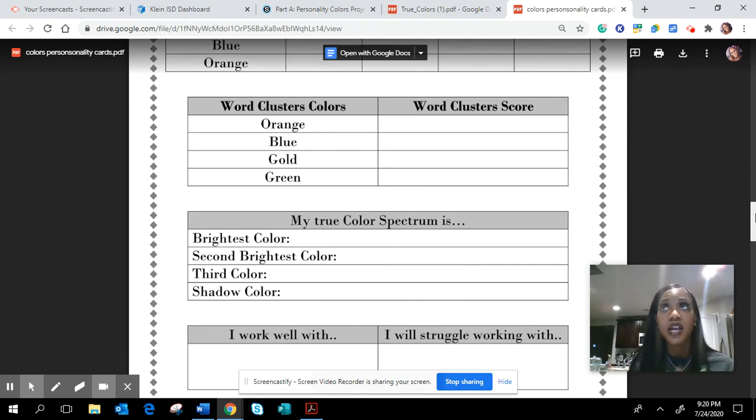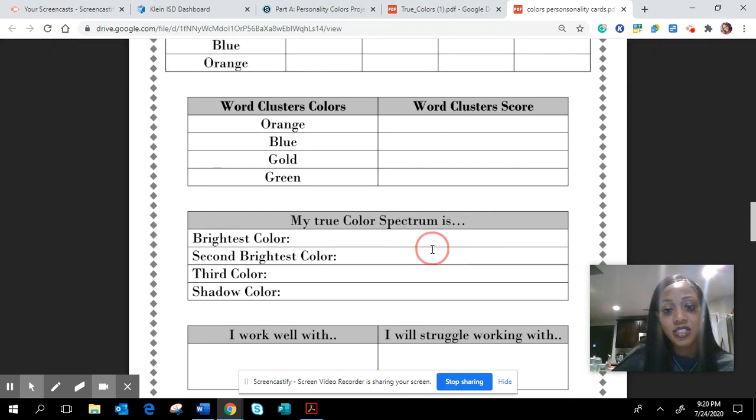Okay, so let's just say your highest number is a 23, and you have a 23 that's in gold and you have a 23 that's in blue. Then for your brightest color, you can interchange it. You can write gold here, or you can write blue here. It doesn't matter. Just make sure you have one for your brightest and one for your second brightest, okay?